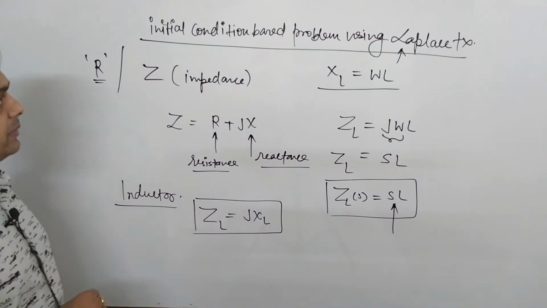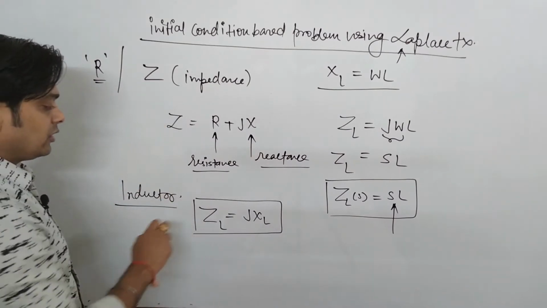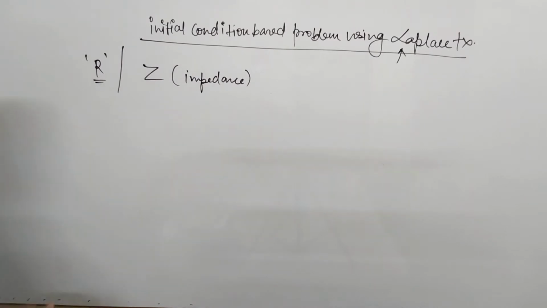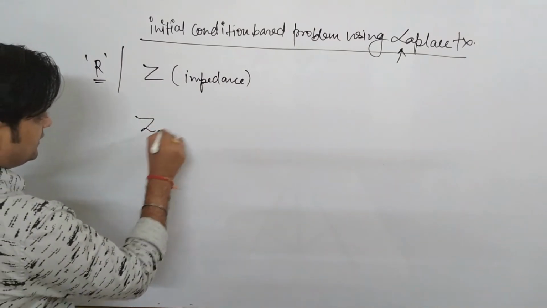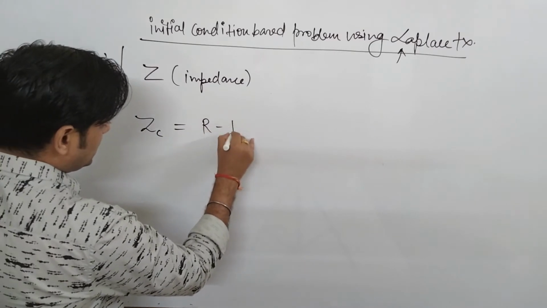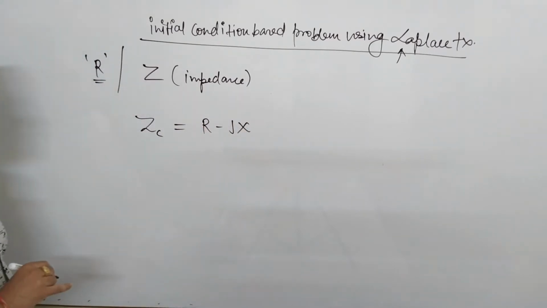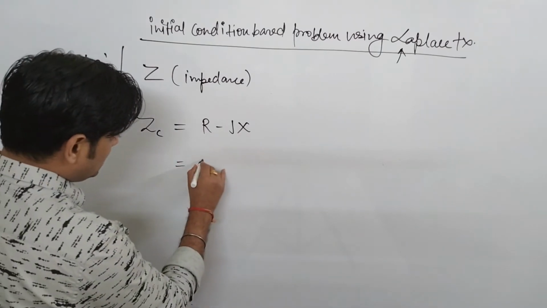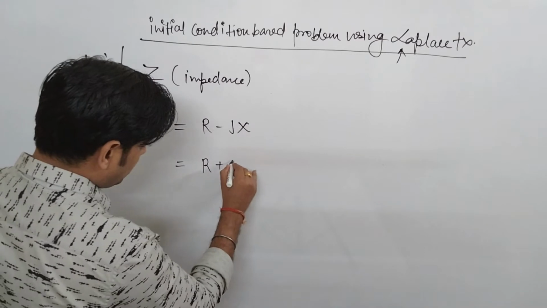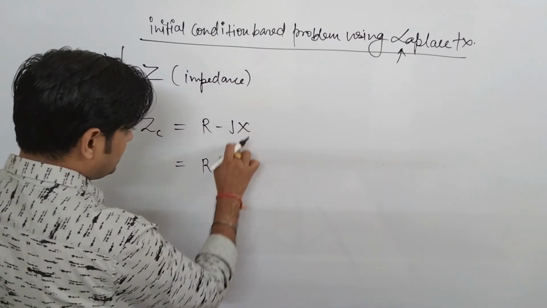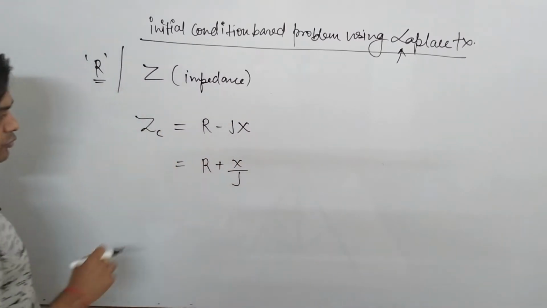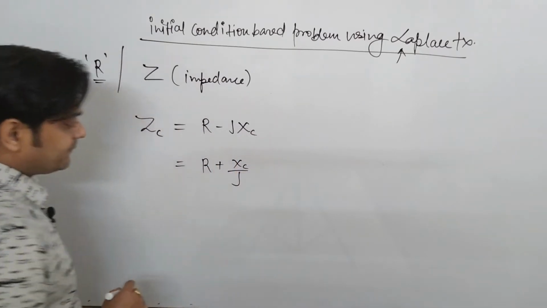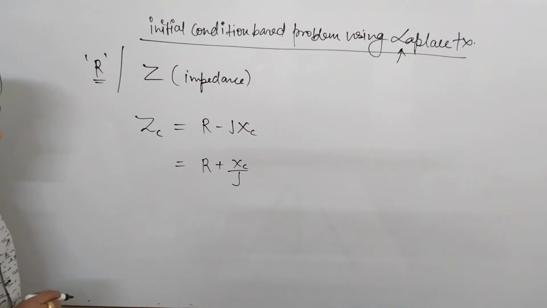So this is all about the impedance, that is, I'm talking about the inductive impedance. Now we'll talk about the capacitive impedance. If we talk about the capacitive ZC, it is given by R minus of JX. You have seen this is given in this form. Or you can say it is R plus of X by J. If I multiply J and divide by J, so that comes to be R plus X by J. This X is basically known as XC.